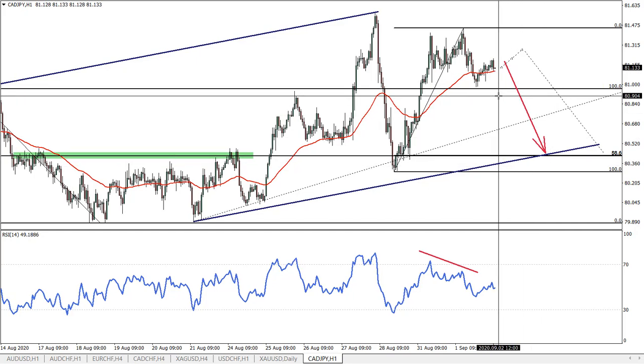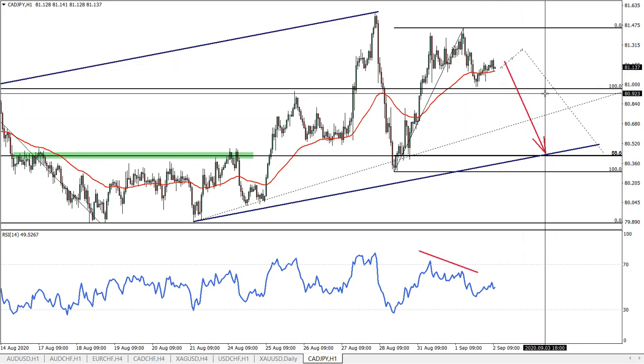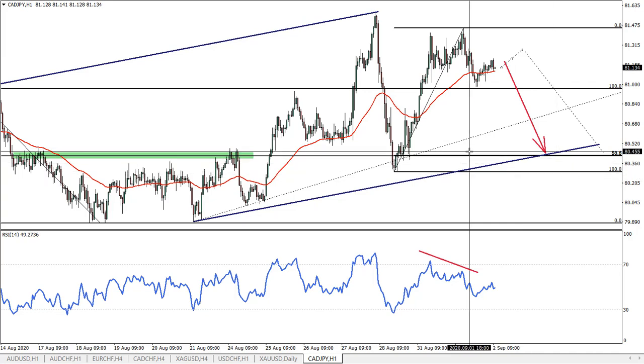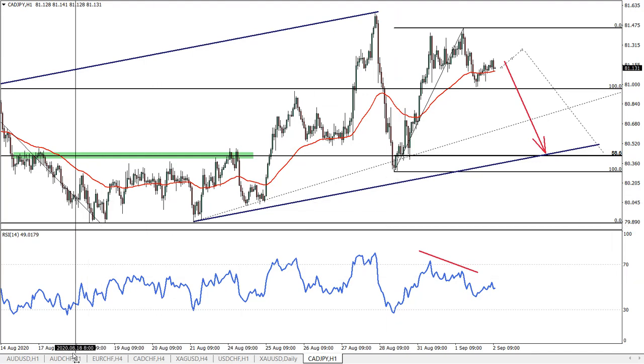So that's it for this analysis on the Canadian Japanese yen. It looks pretty bearish. A few days to move down, I think, but if not, price might be going up. Let's move to our ideas.